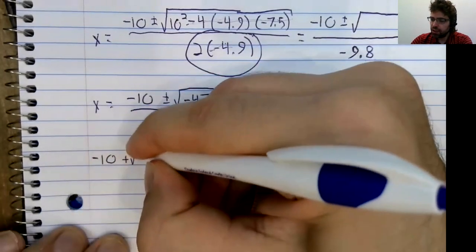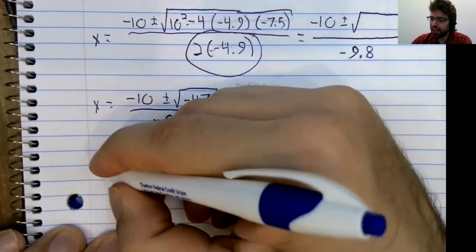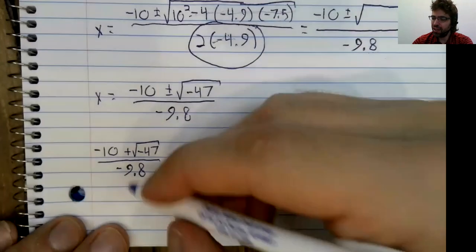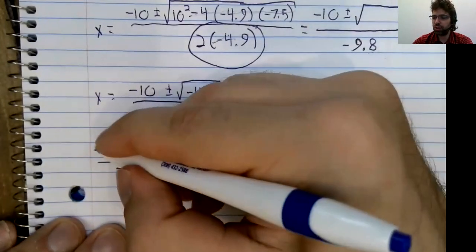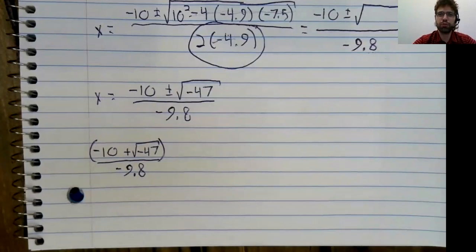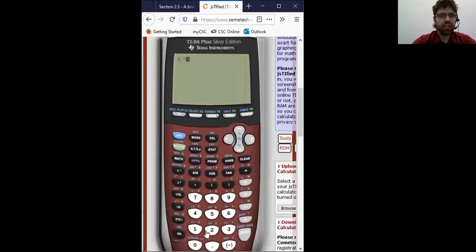But if you can, let's pretend for a moment that you can't. Just humor me. So we're going to enter this into our calculator. We'll need parentheses around the numerator. And that's negative 10 plus the square root of negative 47, divided by negative 9.8. And we get an error message. A non-real answer.